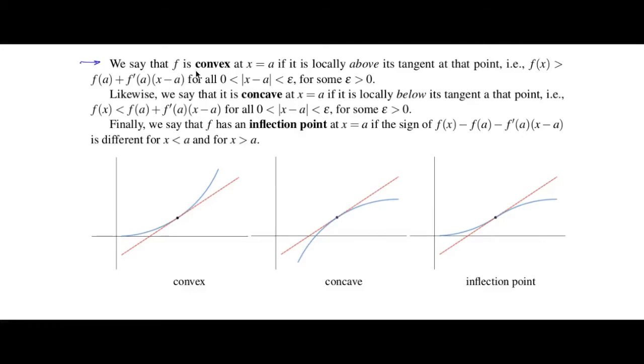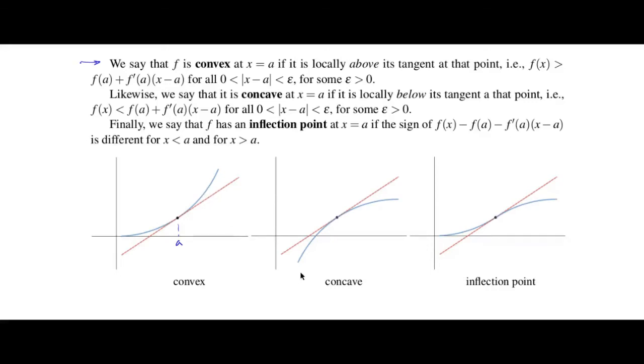So we say that a function f is convex at x equals a if it is locally above its tangent at that point, okay? And algebraically this means that f(x) is greater than f(a) plus f'(a) times (x minus a) for all those values that are close to a, between minus epsilon and epsilon for some epsilon. Okay, so that's what this means, right? The function is this blue line, and the red dashed line is the tangent at that point a, right? This is a, right? So here the function is above it, right? Because the values of the function are greater than the values of the tangent, right?